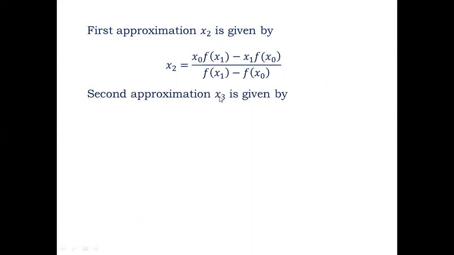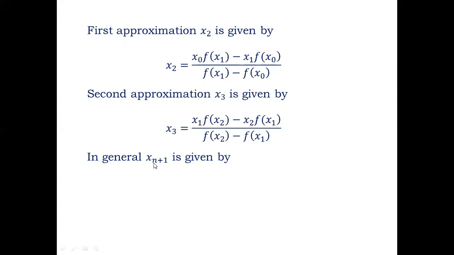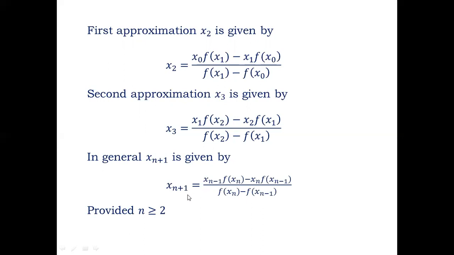The second approximation x3 is given by x3 is equal to x1 into f of x2 minus x2 into f of x1 divided by f of x2 minus f of x1. In general, xn plus 1 is given by xn minus 1 into f of xn minus xn into f of xn minus 1 divided by f of xn minus f of xn minus 1, provided n is greater than or equal to 2. For n greater than or equal to 2, we get the solution.